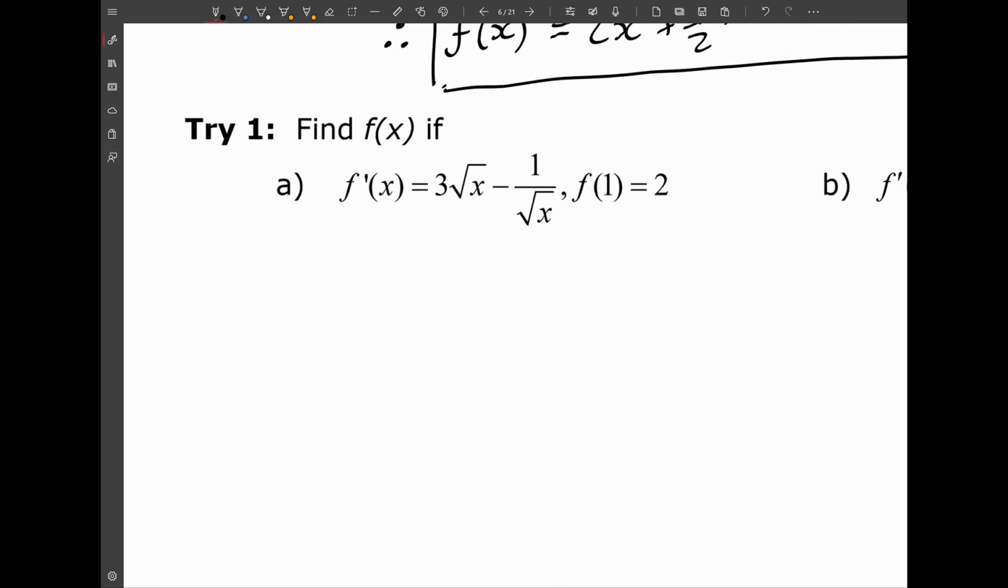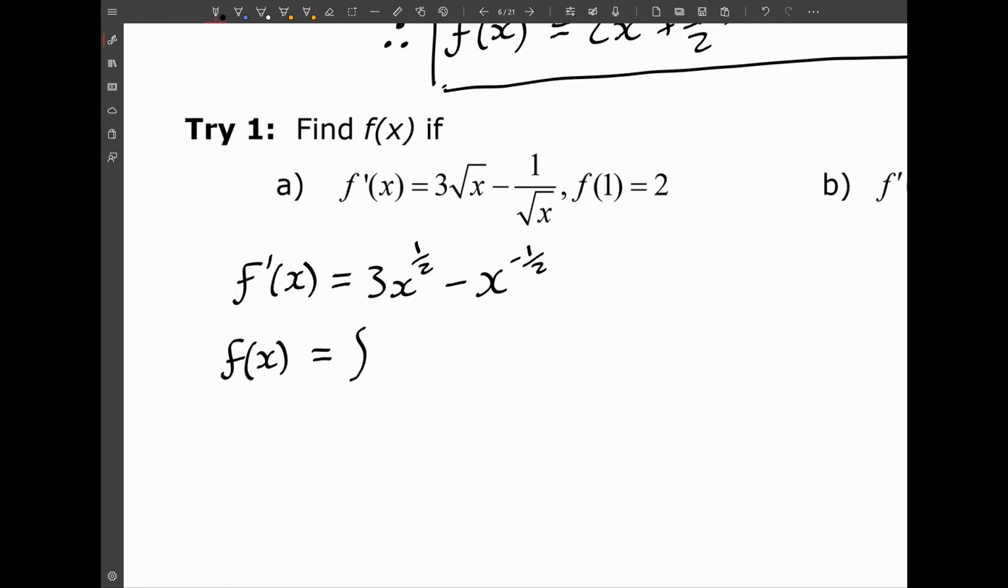So, first thing, I'm just going to rewrite f prime of x in a slightly nicer fashion. I'm going to rewrite this as 3x to the 1/2 minus x to the negative 1/2. So I'm just going to write those as rational exponents. So that means that f of x is equal to the antiderivative of 3x to the 1/2 minus x to the negative 1/2 dx.